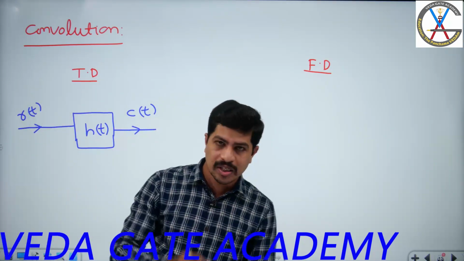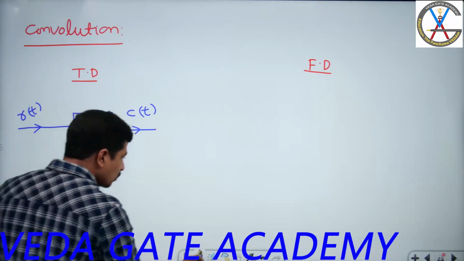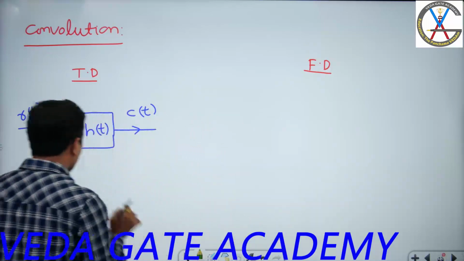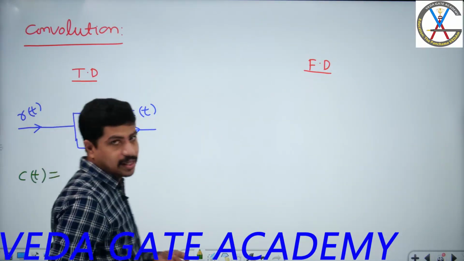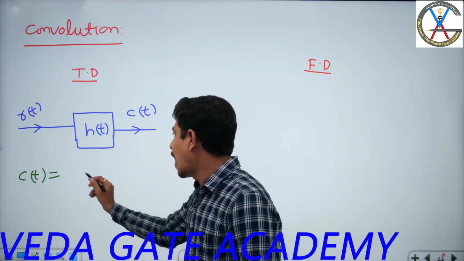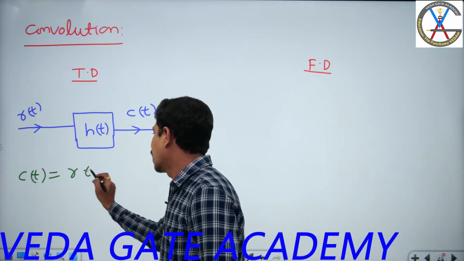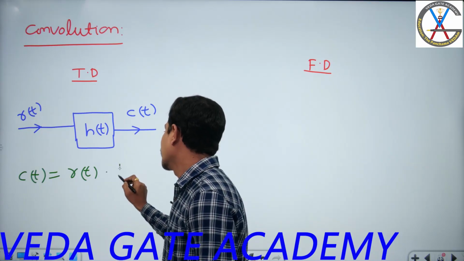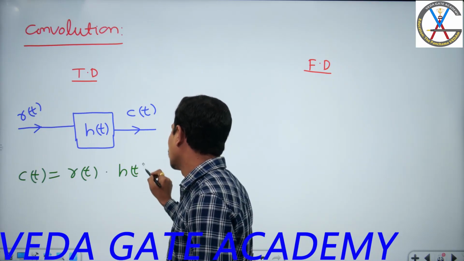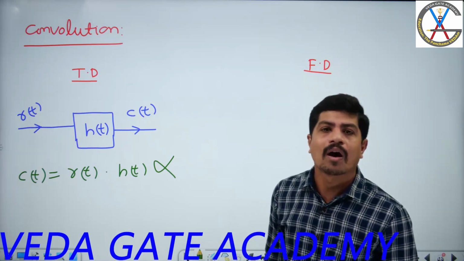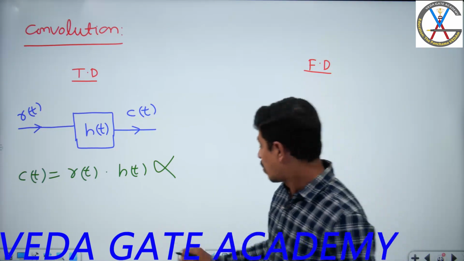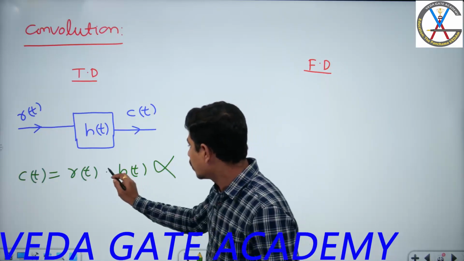If I ask you what is c of t, many students will give the wrong answer. They will say that c of t is equal to r of t into h of t. Absolutely wrong, brother. It is not r of t into h of t.